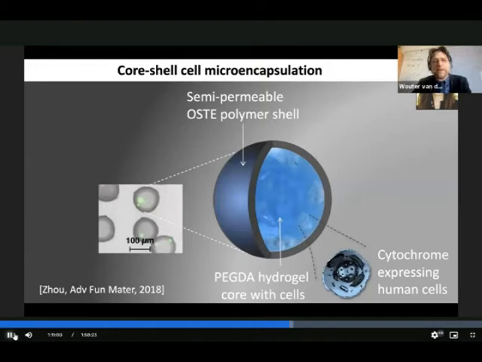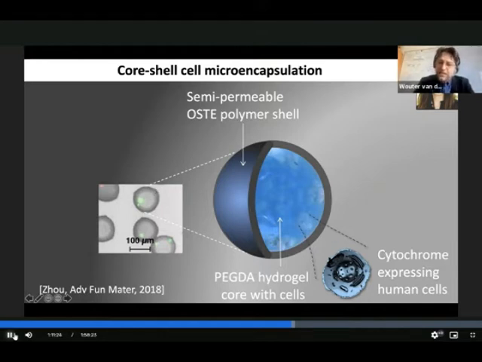So what we make are core-shell microcapsules that contain cells. This is a cartoon of how they look. Here's an actual microscopy image of 100 micrometer beads. You can see they have a soft polymer inside with living cells, and they're surrounded by an osta polymer shell of typically 10 micrometer thickness.